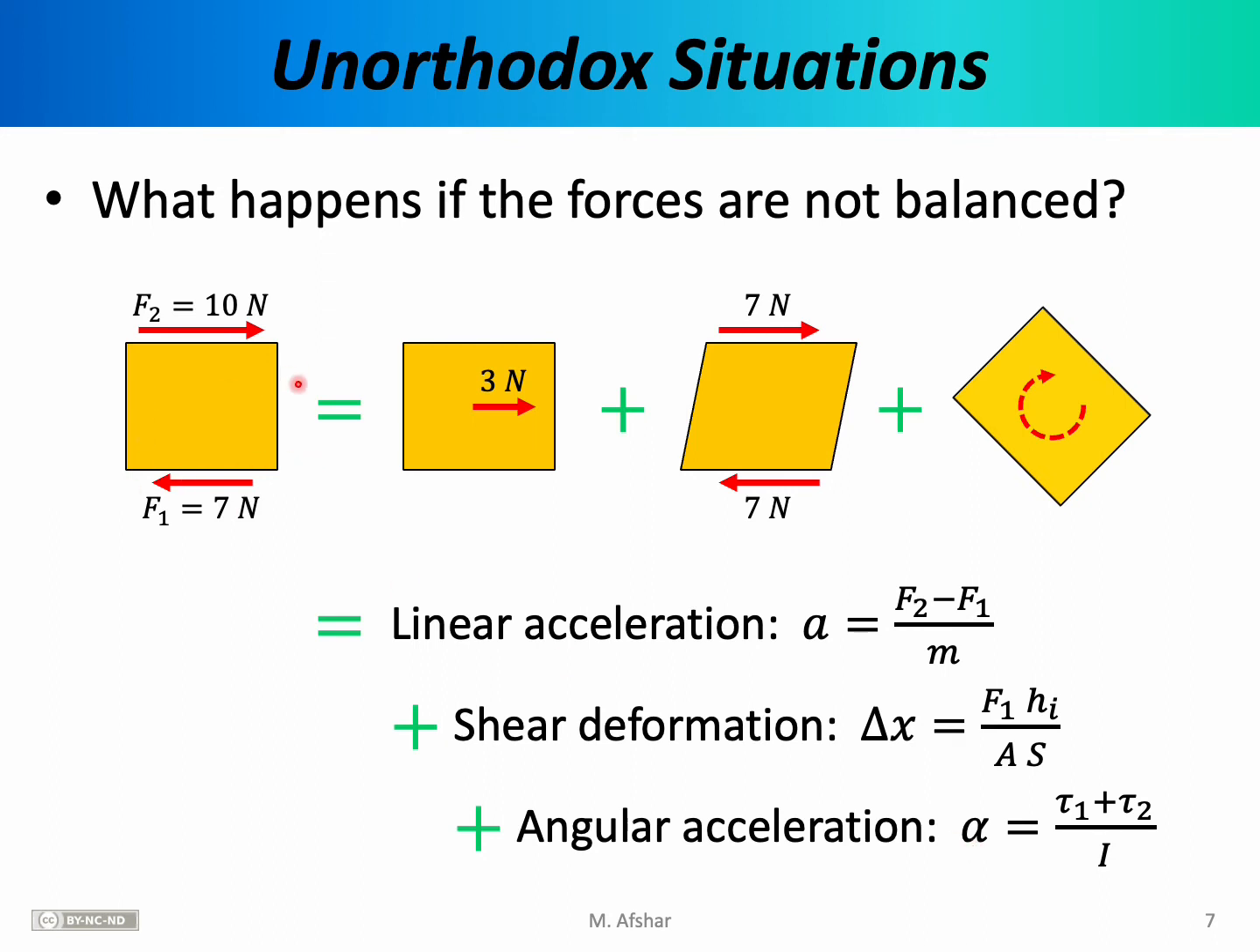So if this block were an object floating in outer space and these two forces are applied to it, this block would have some very interesting behavior. It would begin to accelerate in one direction as it changes its shape while it rotates around its center of mass. These three types of motion are the three types that we have studied throughout the semester.